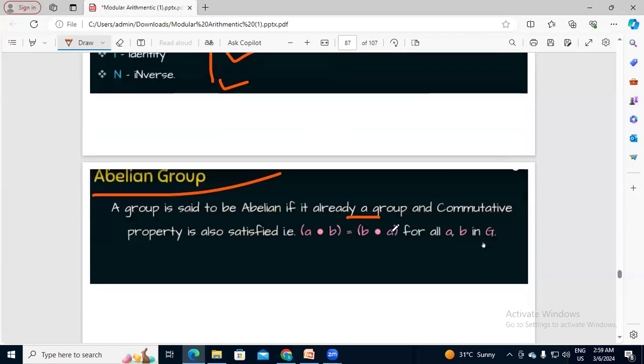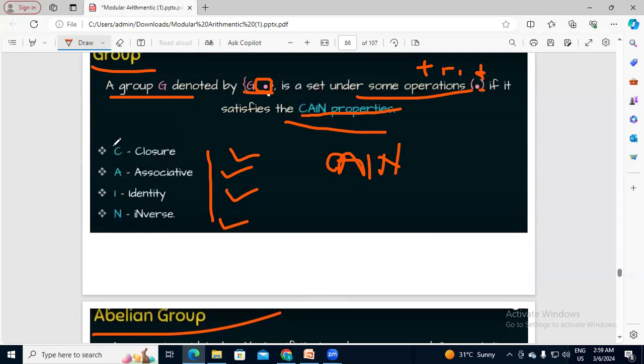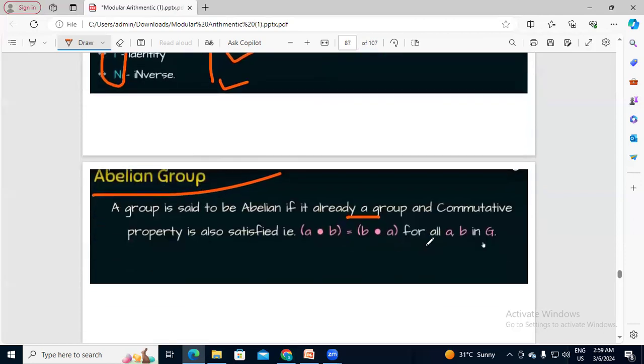It's a group. And the commutative property, you can see here, is not there. CAIN is closure, associative, identity, and inverse. So in addition to CAIN, it also follows the commutative property, then it will be also satisfied. What is that commutative property? A into B is equal to B into A for all A and B belongs to G.